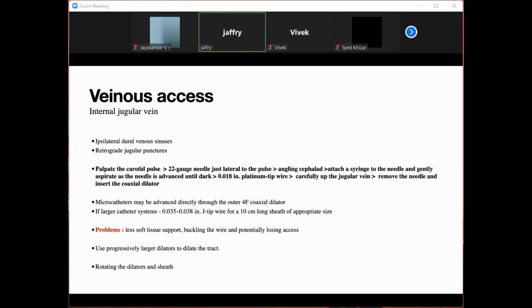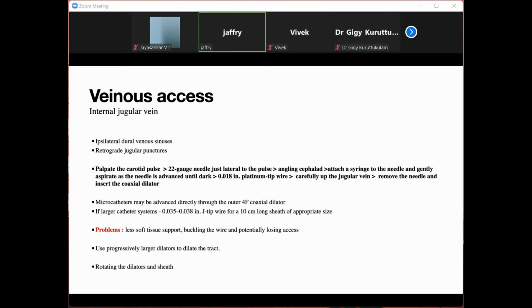The other approach is the internal jugular vein. It is usually recommended when an ipsilateral dural venous sinus is identified in the image, and when we want to access that area. It is recommended, but difficult compared to femoral venous access.